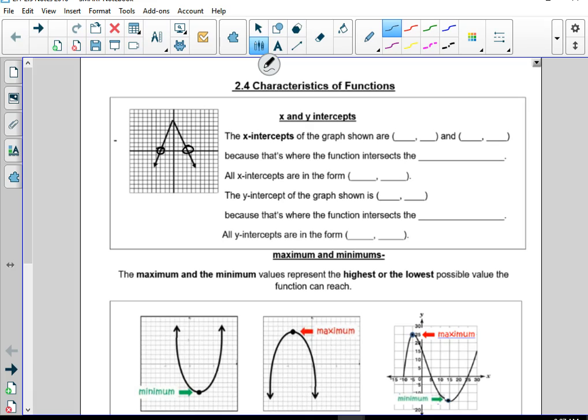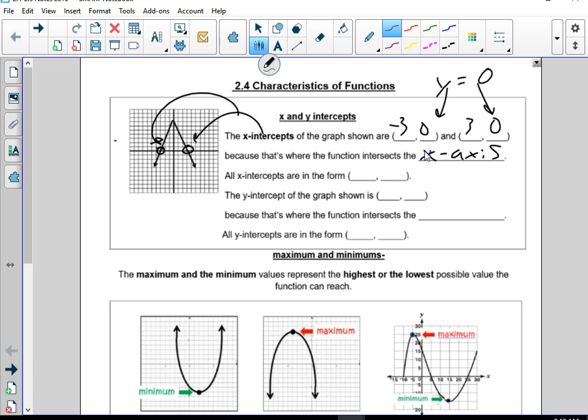So these two points are the x-intercepts. So you might want to draw a couple lines like that to remind yourself. Those are the x-intercepts. Okay, and where are they? Well, they're at (-3, 0) and (3, 0). Notice also y is 0 for both of these. I'll draw arrows there to remind yourself. For the x-intercept, y is always 0. All right, so the intercepts are (-3, 0) and (3, 0) because that's where the function intersects the x-axis.